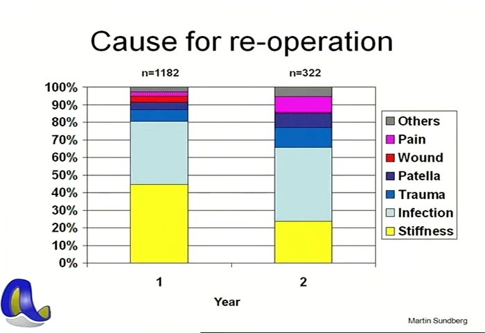The relative distributions of causes for reoperations within the first year of surgery are presented there, and within the second year on the right bar. And you can see that the relative distribution changes somewhat, but you have to bear in mind that the number of patients also decreases a lot between the first and second year. But stiffness and infection are the most common ones.